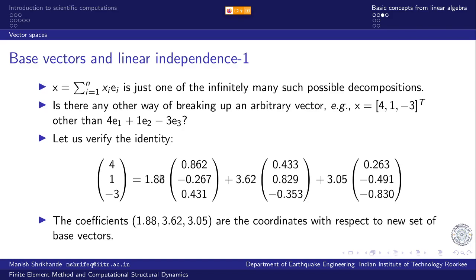The position of the point in three-dimensional space is still the same. It is just that the frame of reference has changed, and with respect to this new frame of reference, the new base vectors, the coordinates will also change. So these coordinates 1.88, 3.62, 3.05 refer to the same point, but with respect to a new frame of reference given by these base vectors.